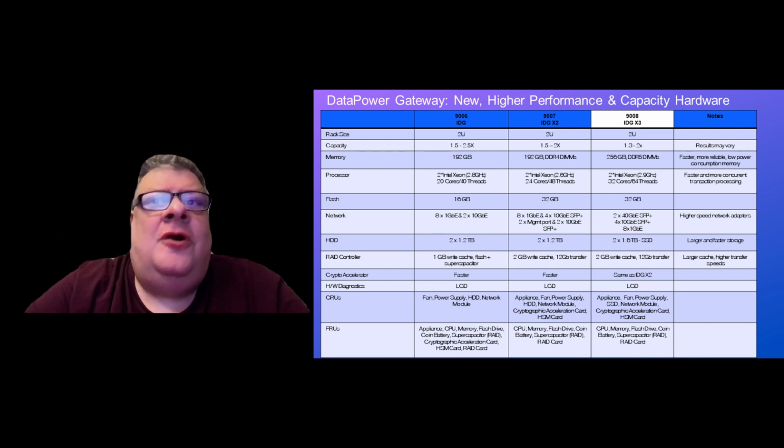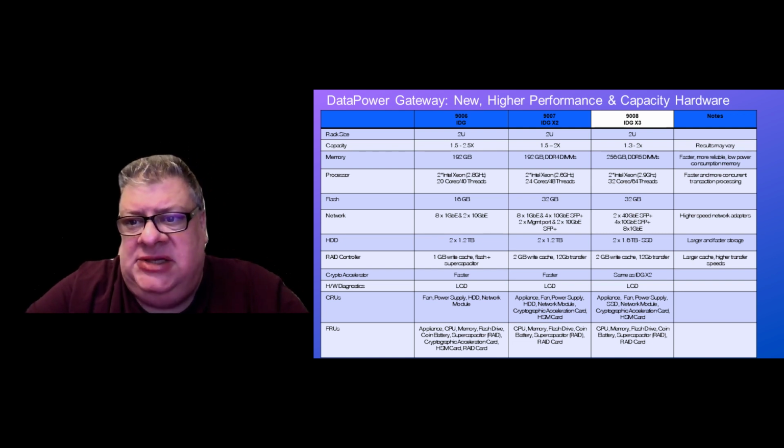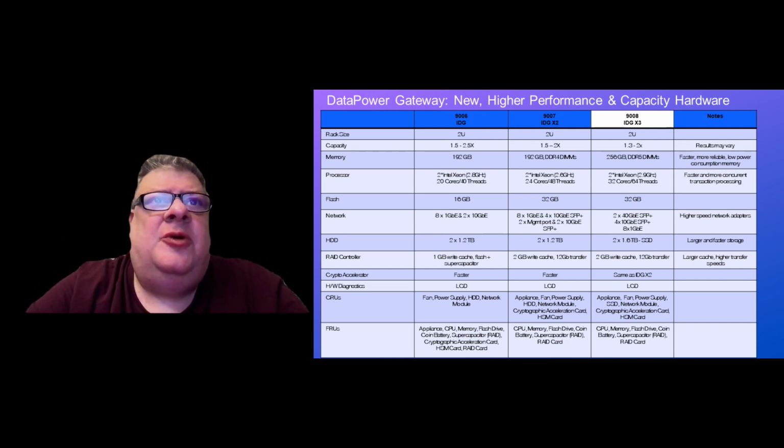So, before, in certain use cases, let's say on an X2 or an IDG, we were actually network constrained, not as much as we were processor constrained. So opening up the network speeds even higher.